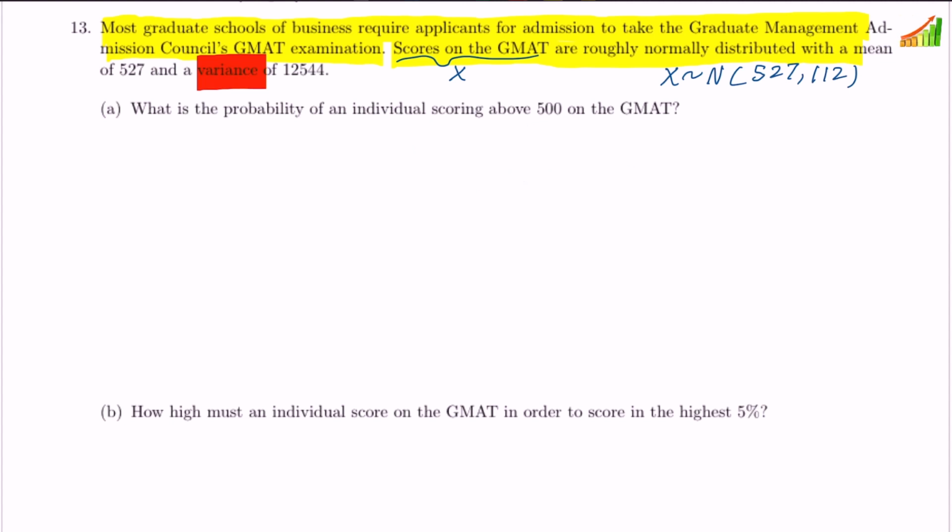What is the probability of an individual scoring above 500 on the GMAT? Probability above 500. X is the scores above 500. Now you see here we have greater than. If you see greater than or greater than or equal, you should write first 1 minus the probability X less than or equal 500. Then we can write 1 minus.